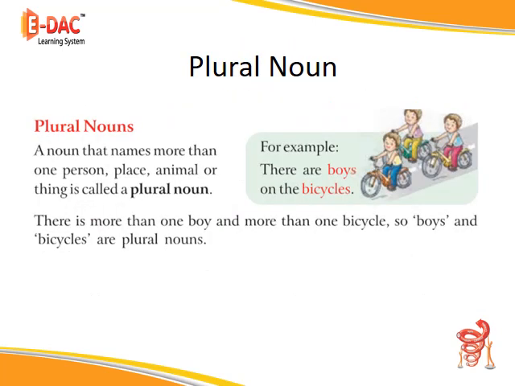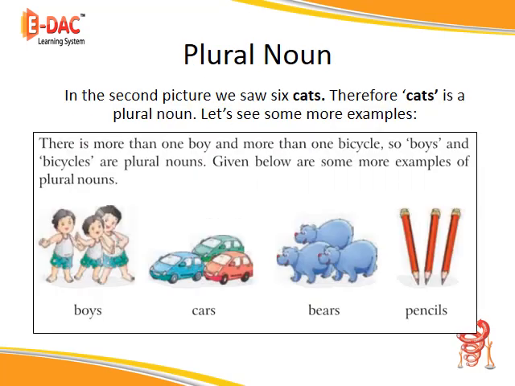Plural noun. A noun that names more than one person, place, animal or thing is called a plural noun. For example, there are boys on the bicycles. There is more than one boy and more than one bicycle. So boys and bicycles are plural nouns. In the second picture we saw 6 cats. Therefore cats is a plural noun.